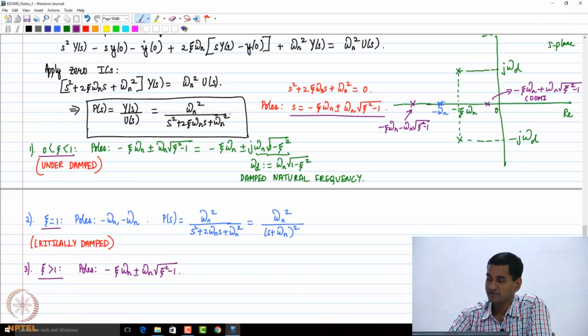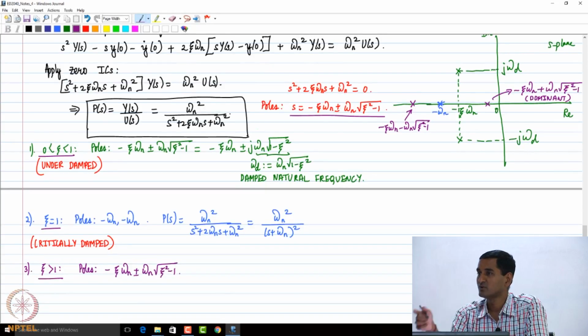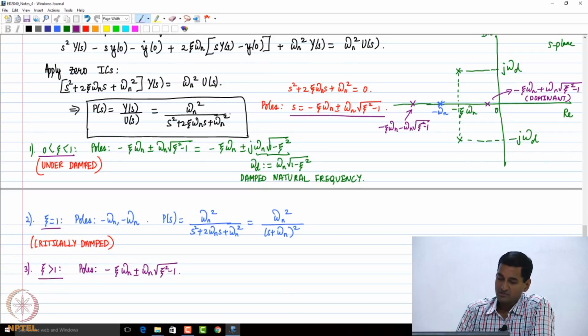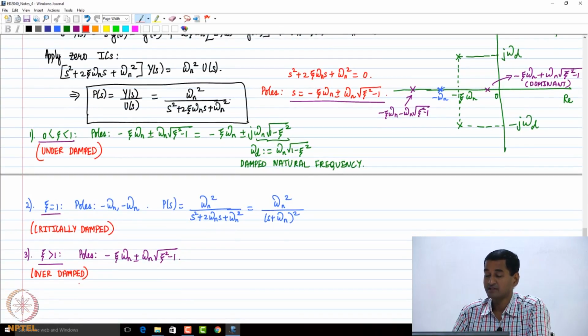Please remember our definition of dominant poles. The pole which is closer to the origin is what is called a dominant pole. Such a scenario where zeta is greater than 1 and we have two distinct poles on the negative real axis corresponds to what is called an overdamped case. So that's the overdamped case.